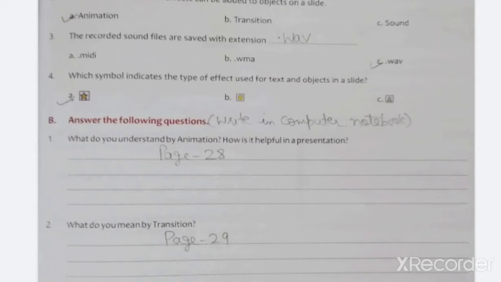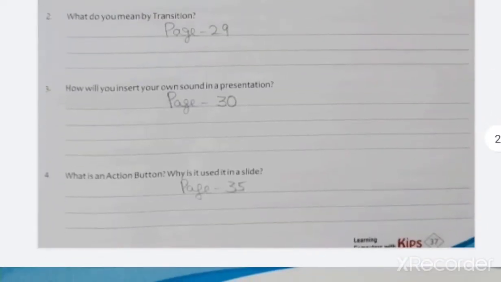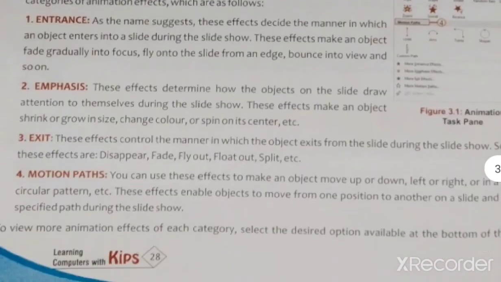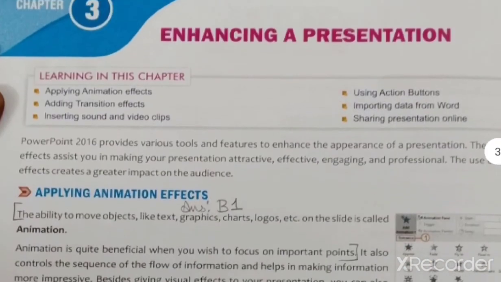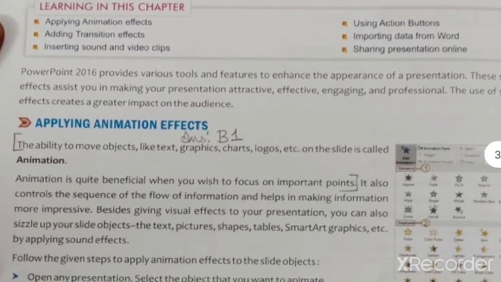What do you understand by animation? How is it helpful in a presentation? Please write the question, then you will see the answer. The answer is on page number 28. Let us move to page number 28. Here you can see this is your page number 28, the first page of chapter number 3. Just you can see there is answer B1. This is your answer 1. The ability to move objects like text, graphics, charts, logos, etc. on the slide is called animation. Animation is quite beneficial when you wish to focus on important points. So these two lines are your answer number 1.